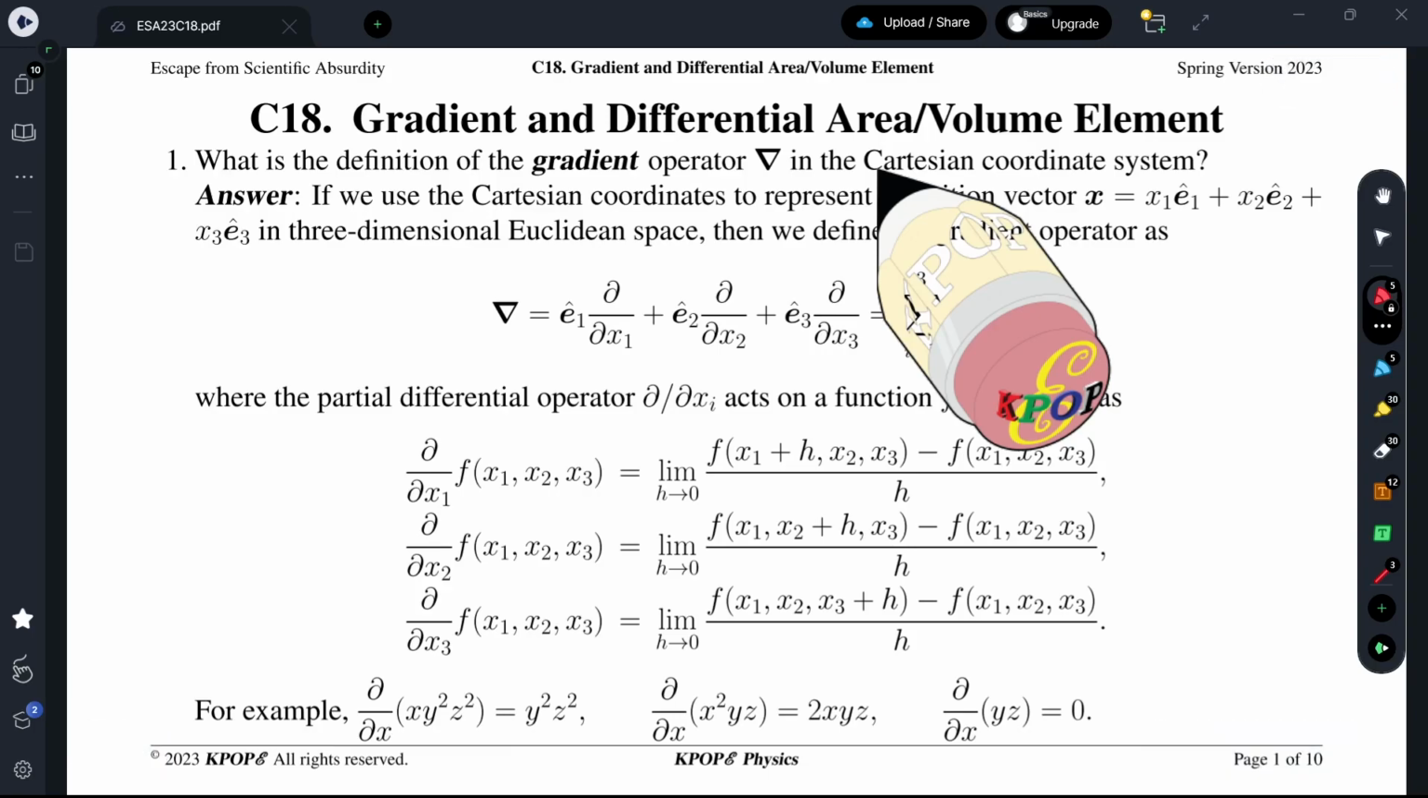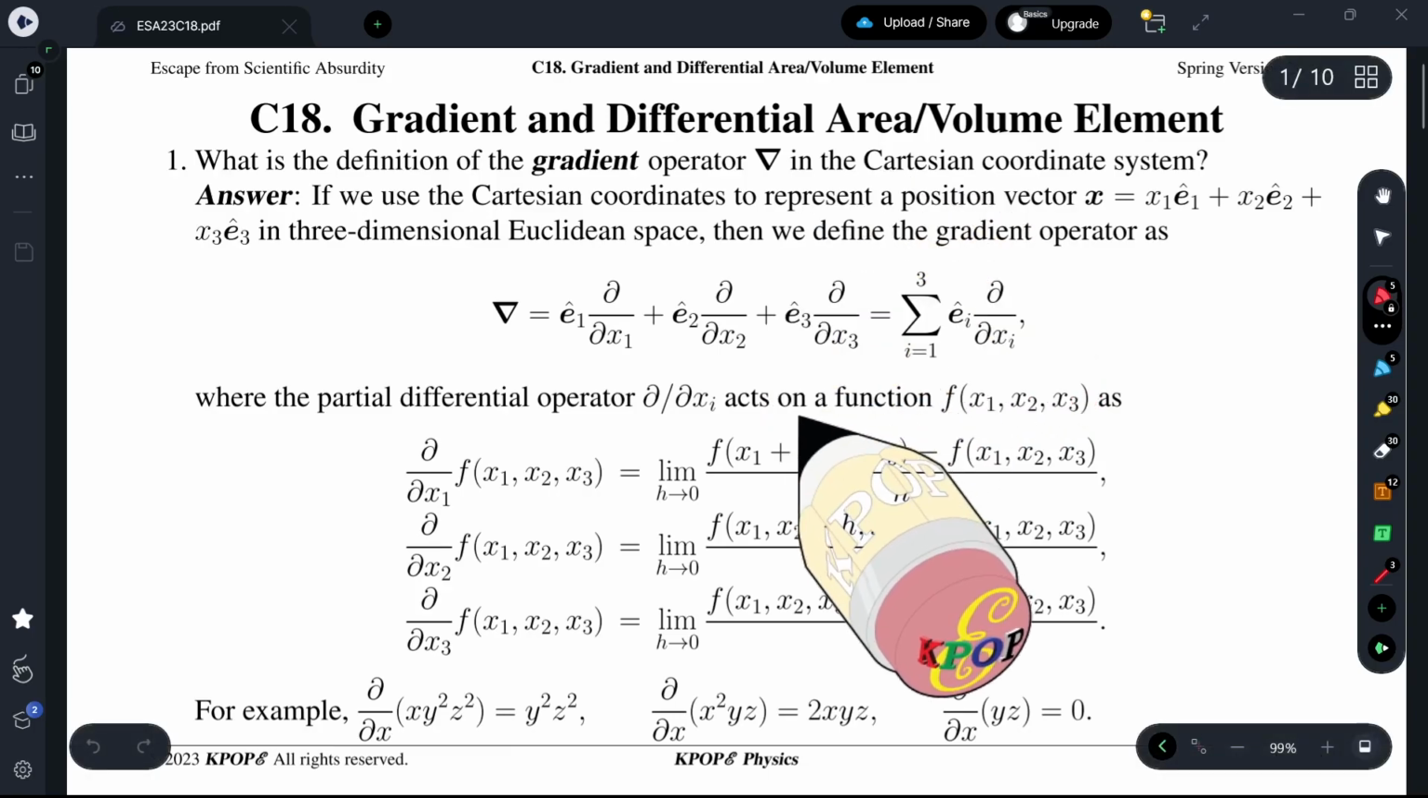Today we study C18, gradient and differential area volume element.